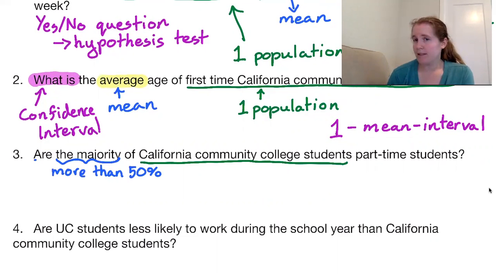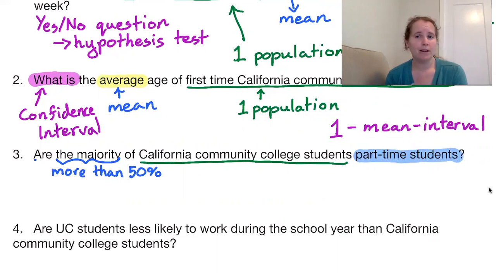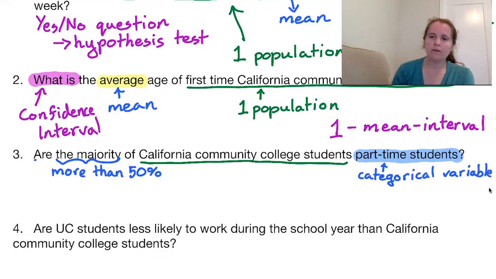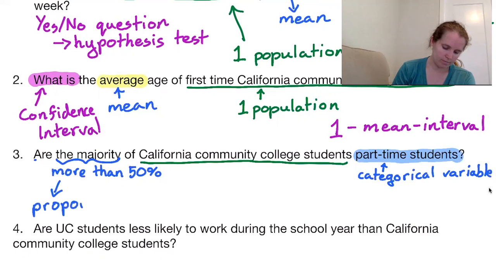So we are looking at percentage. That is one thing we can use, and that means we are working with proportion. The other way we can tell is we're looking at if they are part-time students. Being a part-time student or not, we are looking at a categorical variable. So we can use either of these to tell us that we are working with proportion. We have one population.